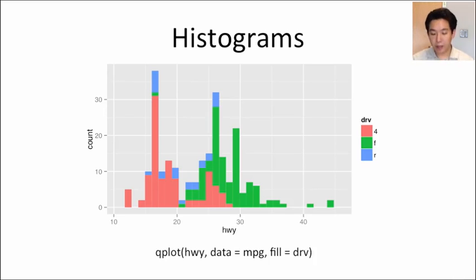You can make a histogram with the qplot function by only specifying a single variable. So here I only specify the highway variable, and it shows me the highway mileage for all the cars in the data set. But then again, I like to separate out which cars are four-wheel drive, which cars are front-wheel drive, etc. So instead of the color argument, I specify the fill argument, which says that the different elements of the histogram are going to be filled with different colors based on what drive they are. So here you can see a similar picture that you saw before, which is that the four-wheel drive vehicles tend to have the lowest mileage and the front-wheel drive tend to have the highest mileage.